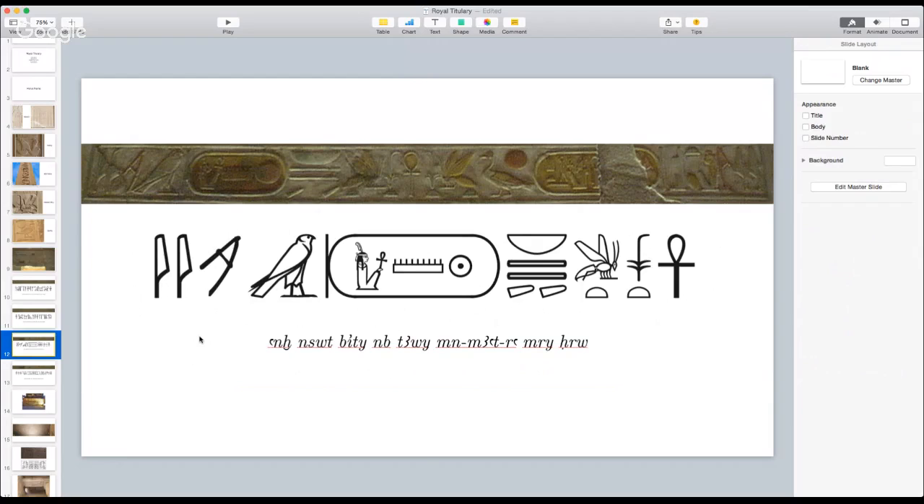So what is it? Anybody want to translate? Give a translation? The living Nitsubiti, Lord of Two Lands, Mimiat Ra, beloved Haru. To you. Excellent. Iker. All right. Yep.